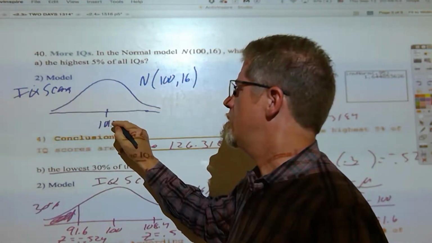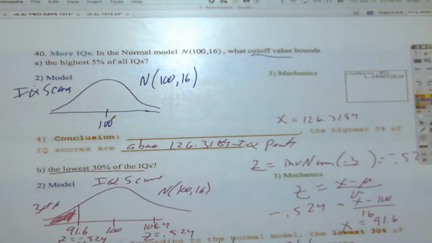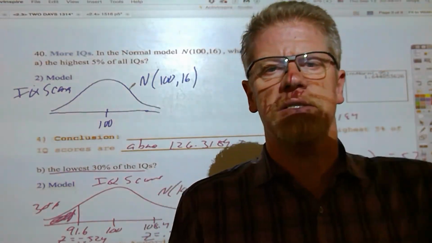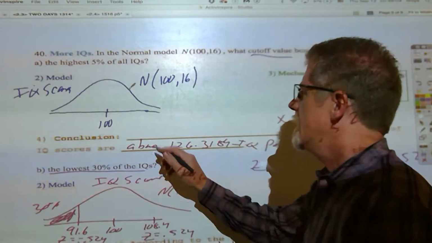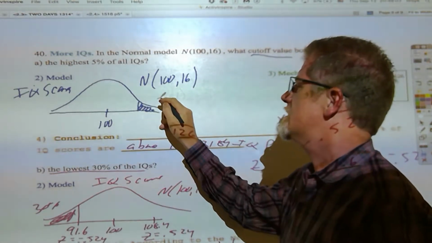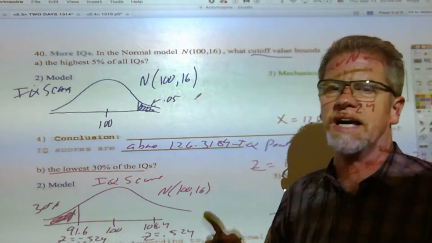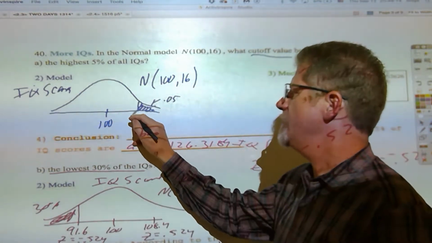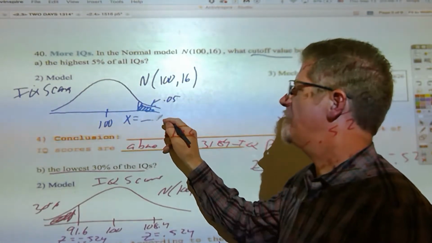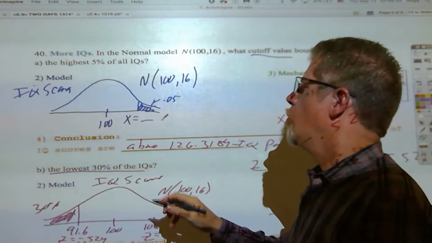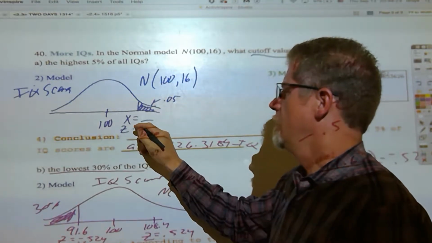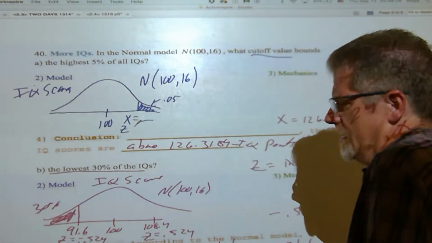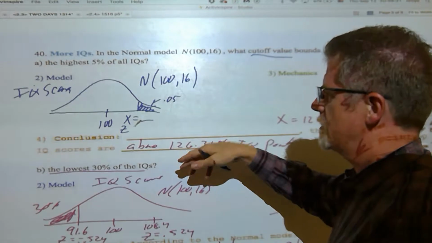The mean is 100. We don't know the cutoff, but they're giving us the answer. The answer is highest 5% of all IQs. So let's mark off the top 0.05, the top 5%, and acknowledge that we don't know the cutoff value. So just write x equals blank. We don't know the z-score that corresponds to the cutoff value. How high does your IQ have to be in the highest 5%? Well, it's got to be at least x.